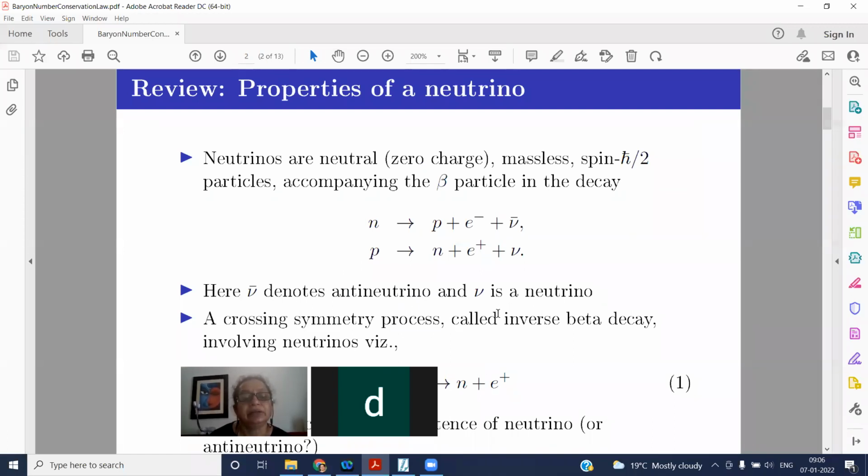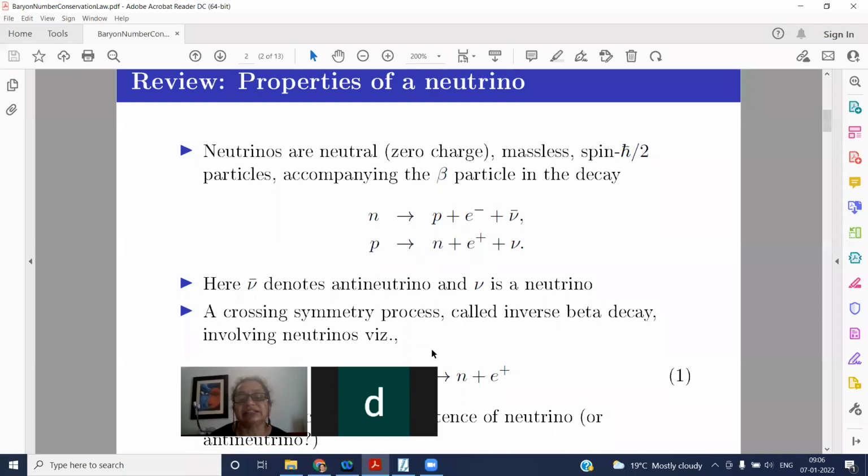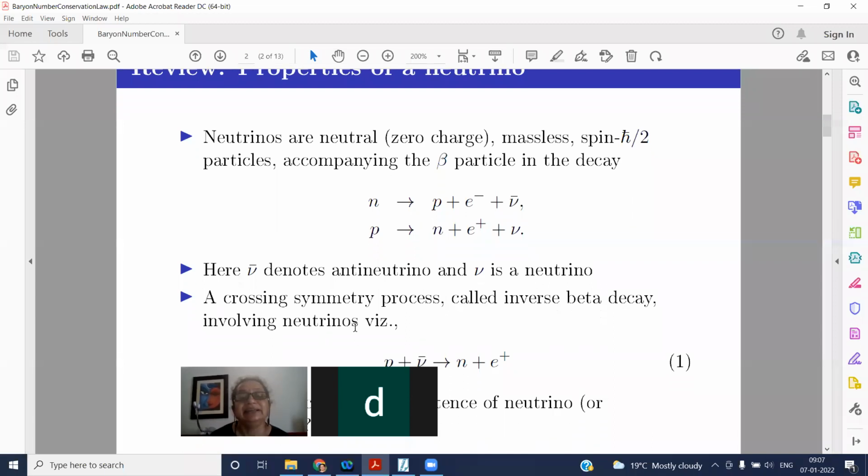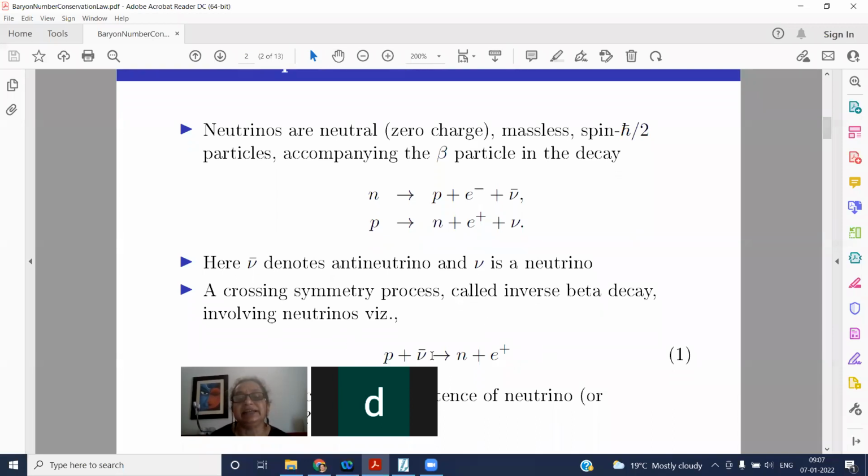Nu is a neutrino. Now, a crossing symmetry process is called inverse beta decay. Whatever I have written here is beta decay. Let me show you an annotation. This is beta decay, and what I have written here is a crossing symmetry relation. Its name is inverse beta decay. That is, I take a proton plus a nu bar, and e minus goes to e plus on the left-hand side. So this is called inverse beta decay.